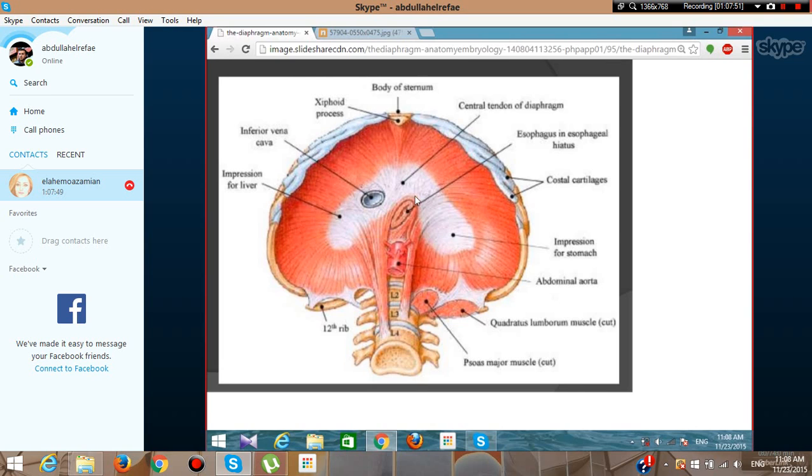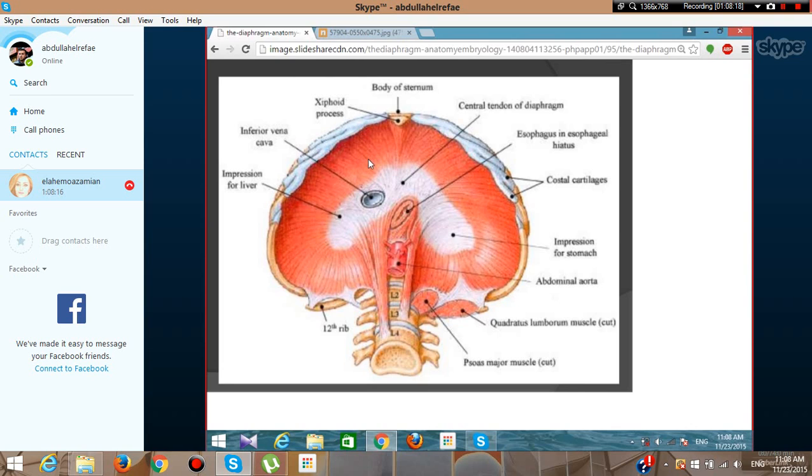Together with esophagus, what do we have? Vagus. Yes. And together with aorta, we said today, do you remember, thoracic duct. And we also have right and left ascending lumbar vein. We changed their name into azygos and hemiazygos. So these are big openings.